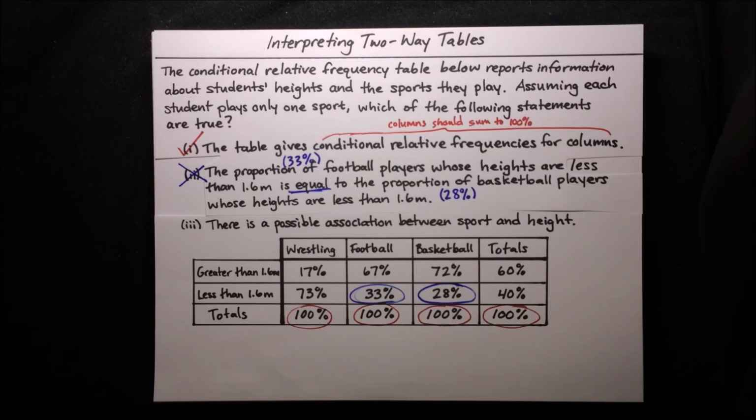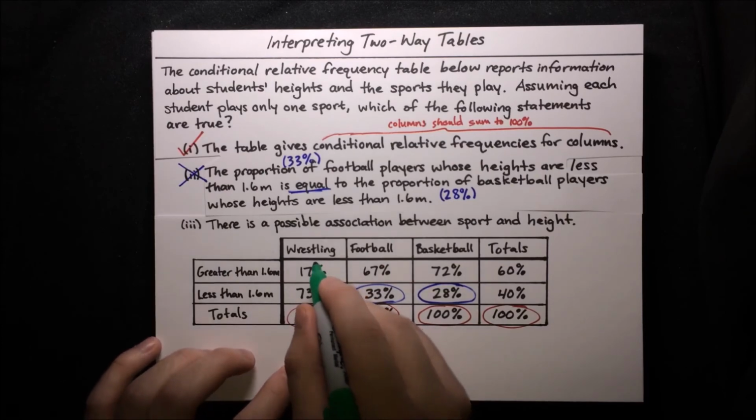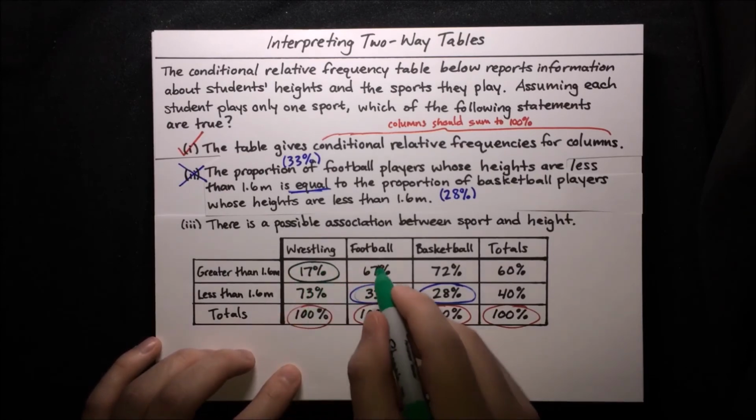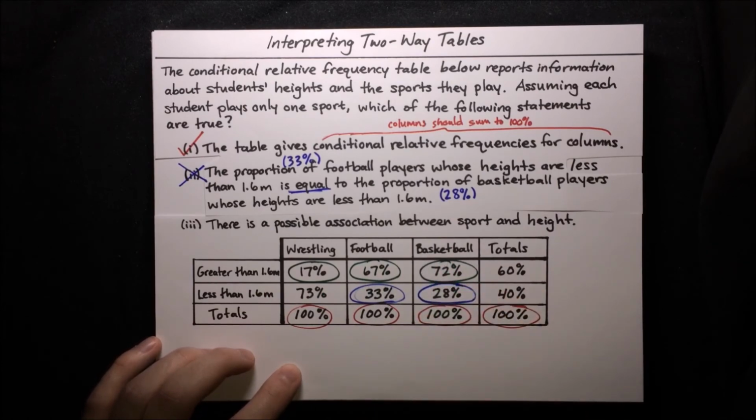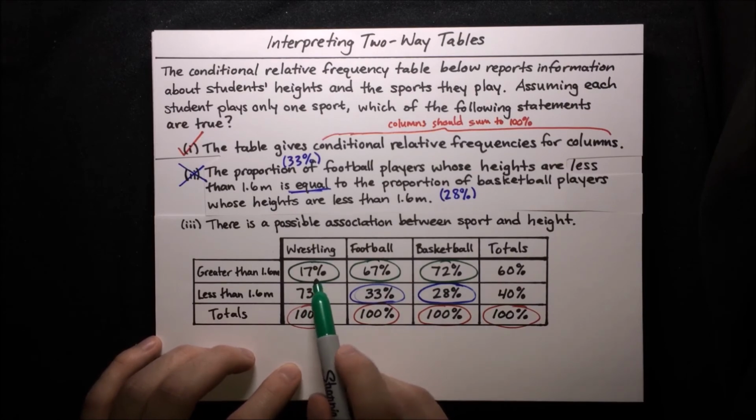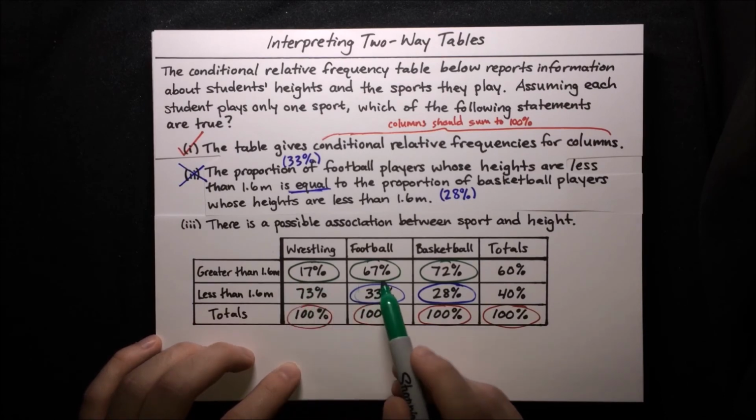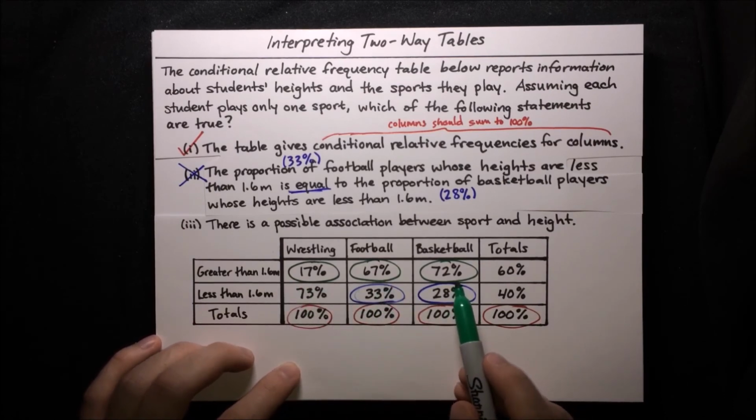Statement 3, there is a possible association between sport and height. Why don't we look at the proportion of players whose height is greater than 1.6 meters in each sport? And we'll just see if there are significant differences in those proportions for different sports. So in wrestling, that's 17%, in football, 67%, in basketball, 72%. So one thing that jumps out to us immediately is wrestling has a much lower proportion of players who are taller than 1.6 meters. Whereas football and basketball have much higher proportions of players who are taller than 1.6 meters.